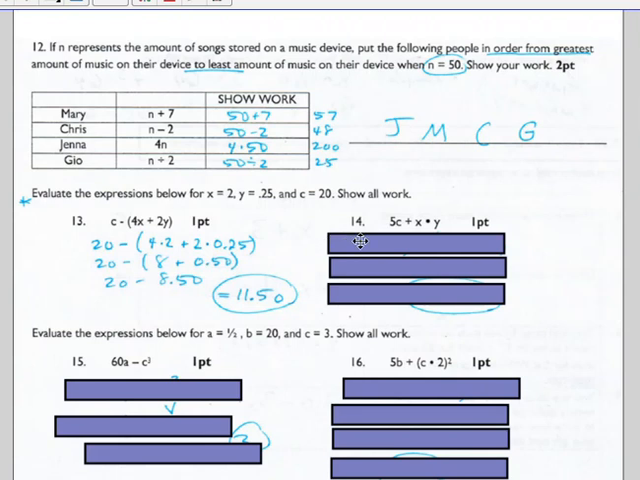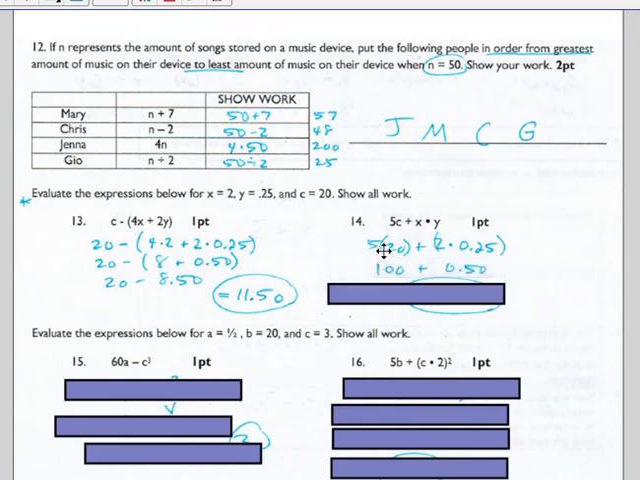Number 14, kind of the same approach. First thing you should do is substitute your numbers in there. And then you can see that this is really 5 times 20 plus 2 times 25 hundredths. And if you follow your order of operations, you want to multiply and you want to multiply. And then lastly, you want to add those. And you end up with 100.5.